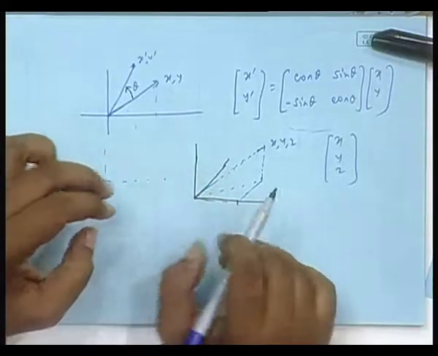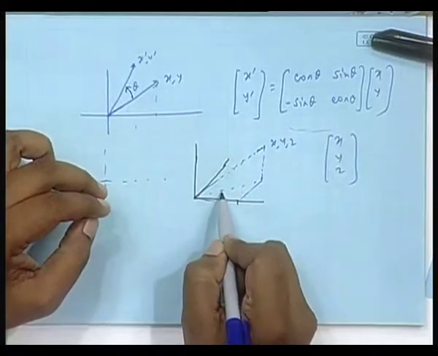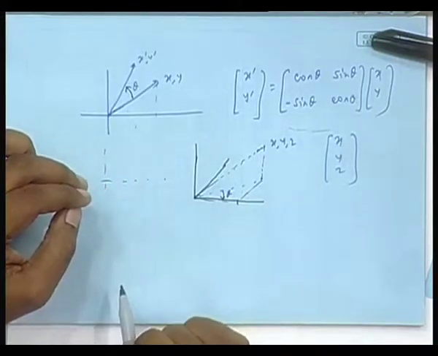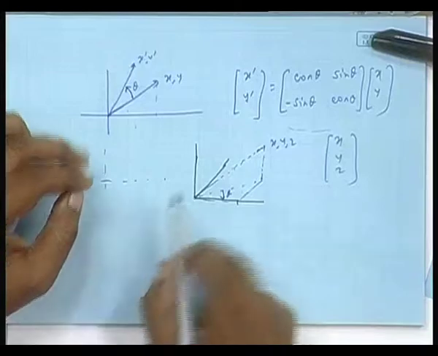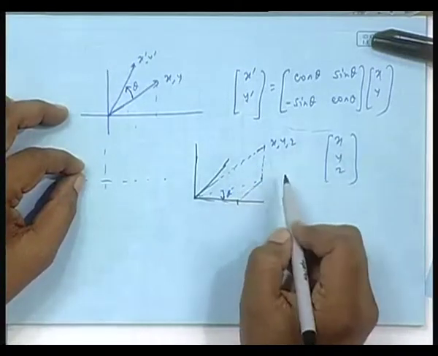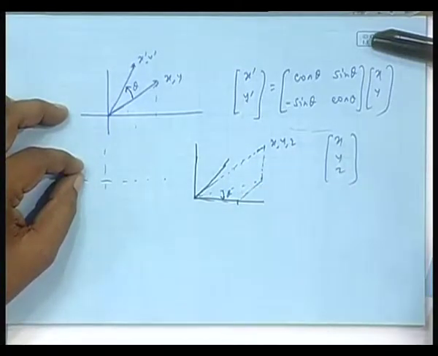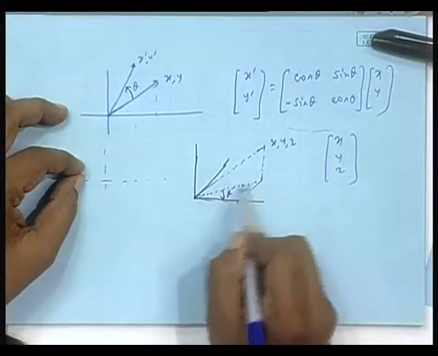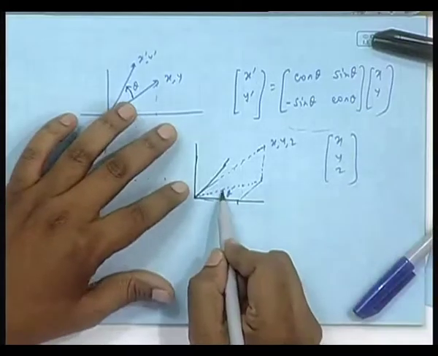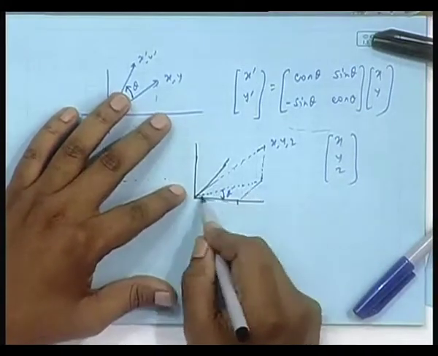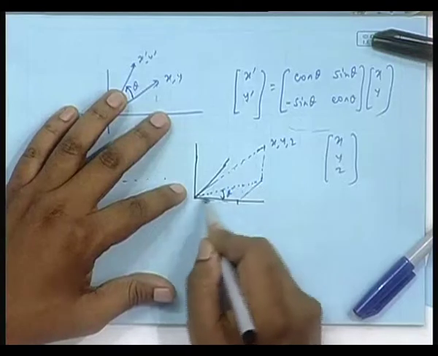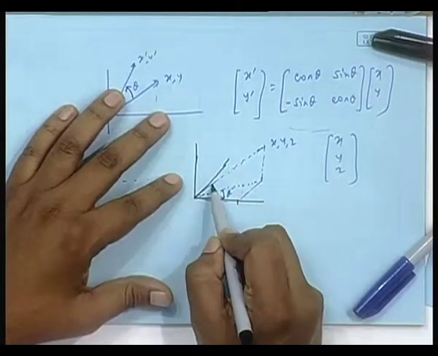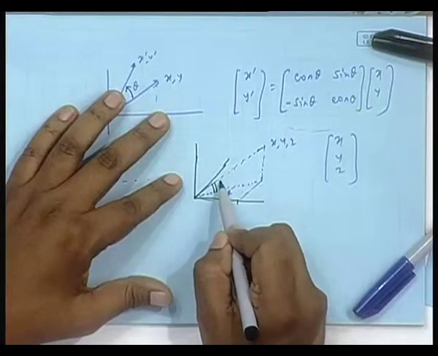Suppose this angle is theta, and this is that projection. So, this angle is theta, this line is in the xy plane, this is the xy plane, and this other angle, say alpha.